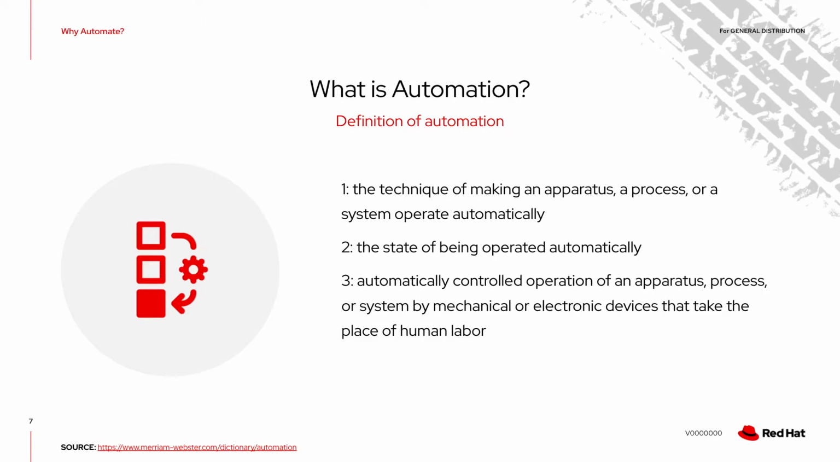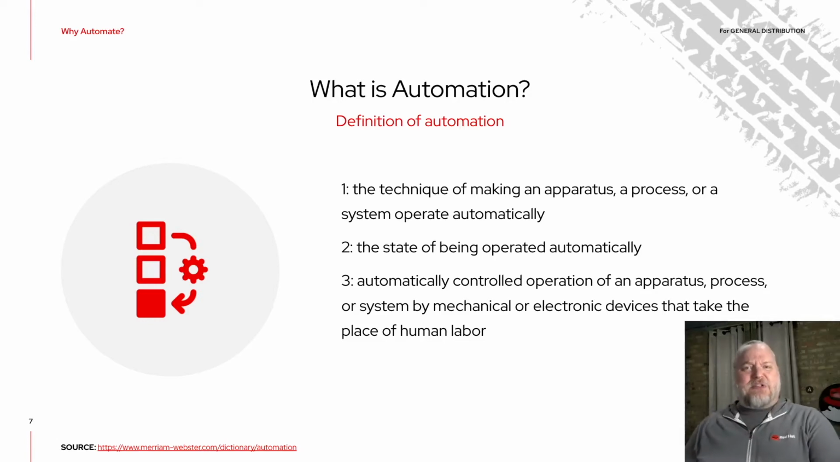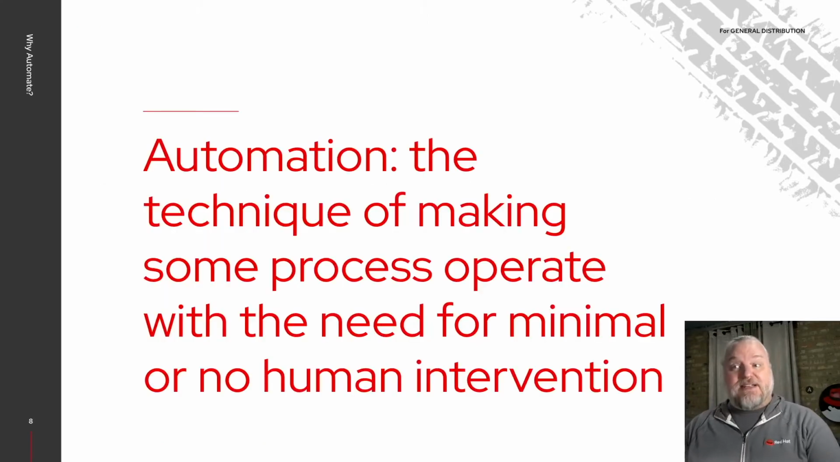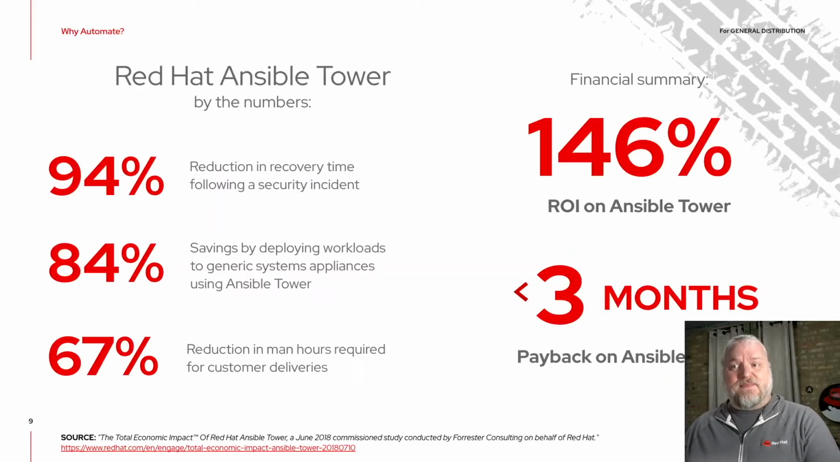Now, I don't know about you, but I don't like definitions that actually contain the word you're trying to define. So I came up with a definition that takes the best of those but leaves out the word automate. Automation is the technique of making some process operate with the need for minimal or no human intervention. I kind of like that one. I think it really is concise and to the point, and it doesn't reuse the word automate in the definition.